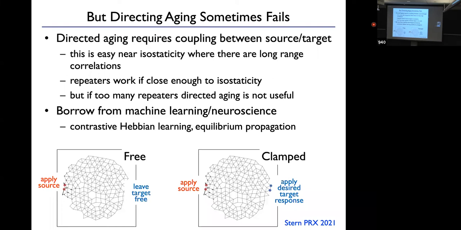And what Daniel did to get around that was to add repeaters. So I'm going to choose randomly some bonds in between here and start oscillating those as well.